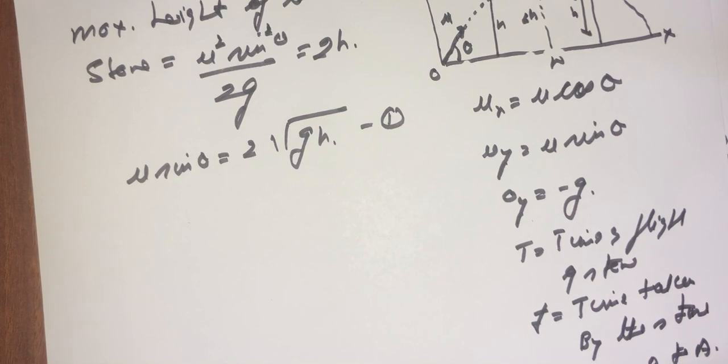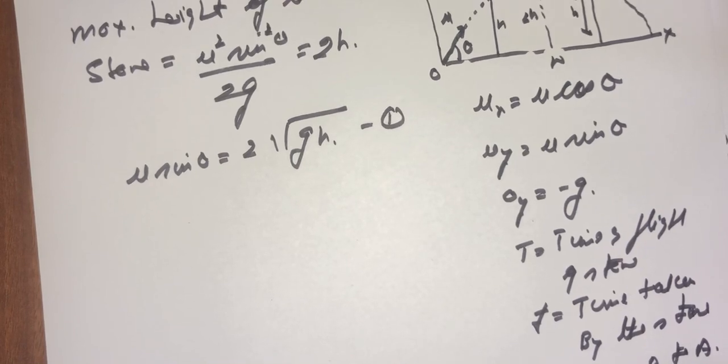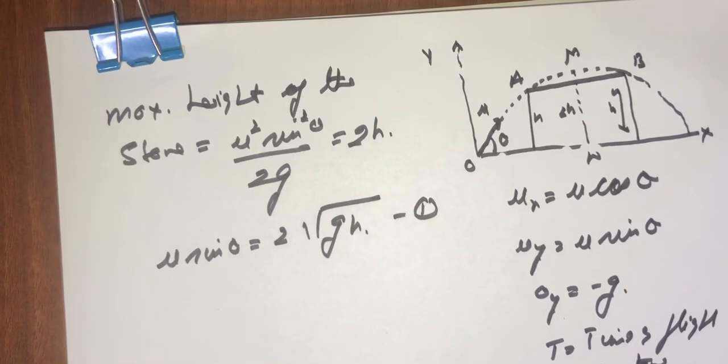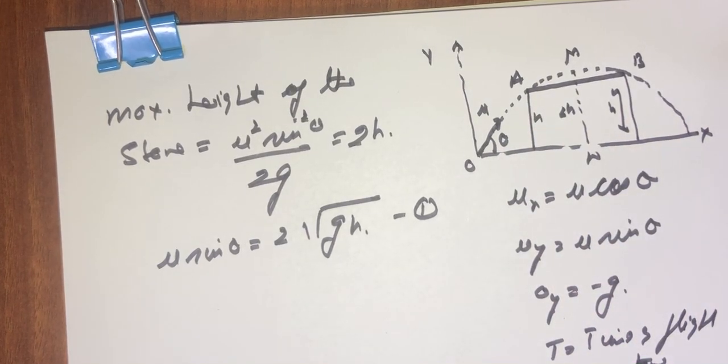During this time the vertical height traveled by the stone will be equal to h. So the vertical height of the stone in t time is equal to h, where small t is the time taken by the stone from O to A. From O to A, let us suppose the time taken by it is given as small t.